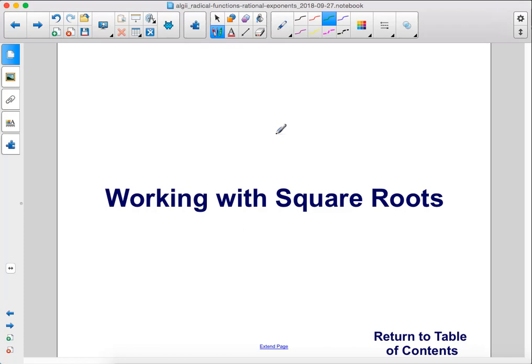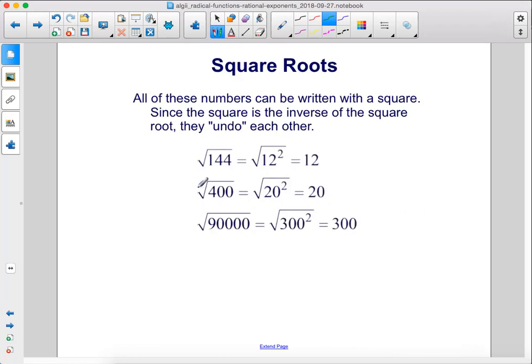Working with square roots. All of these numbers can be written with a square. Since the square is the inverse of the square root, they undo each other. The square root of 144 equals the square root of 12 squared, and those undo each other and leave you with 12.